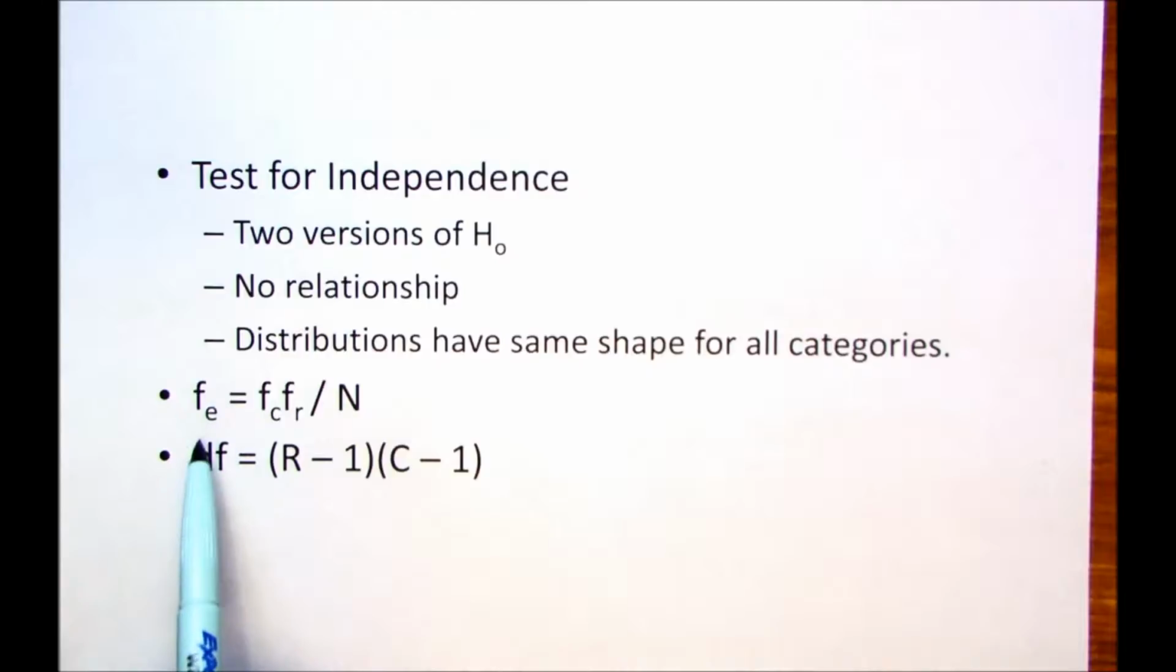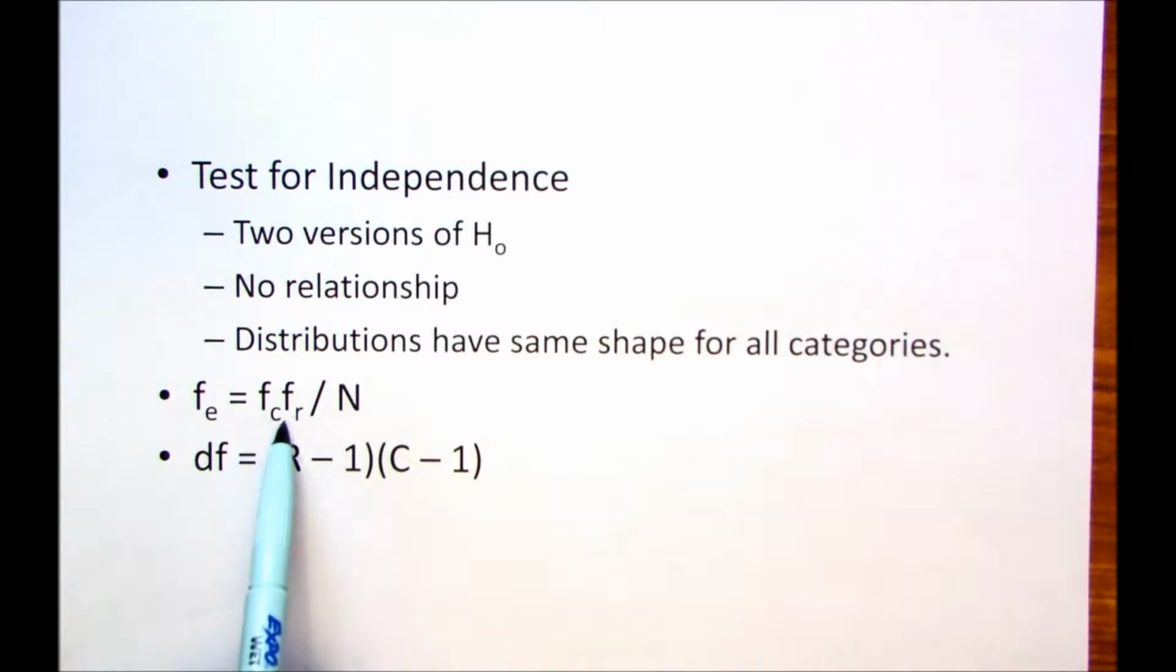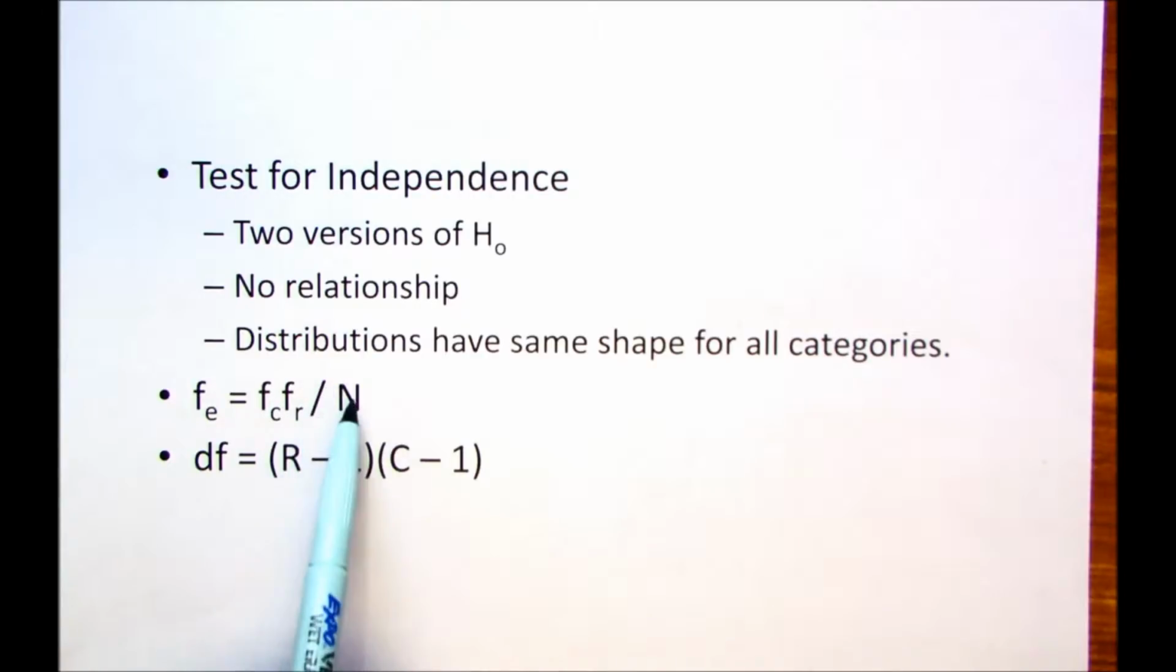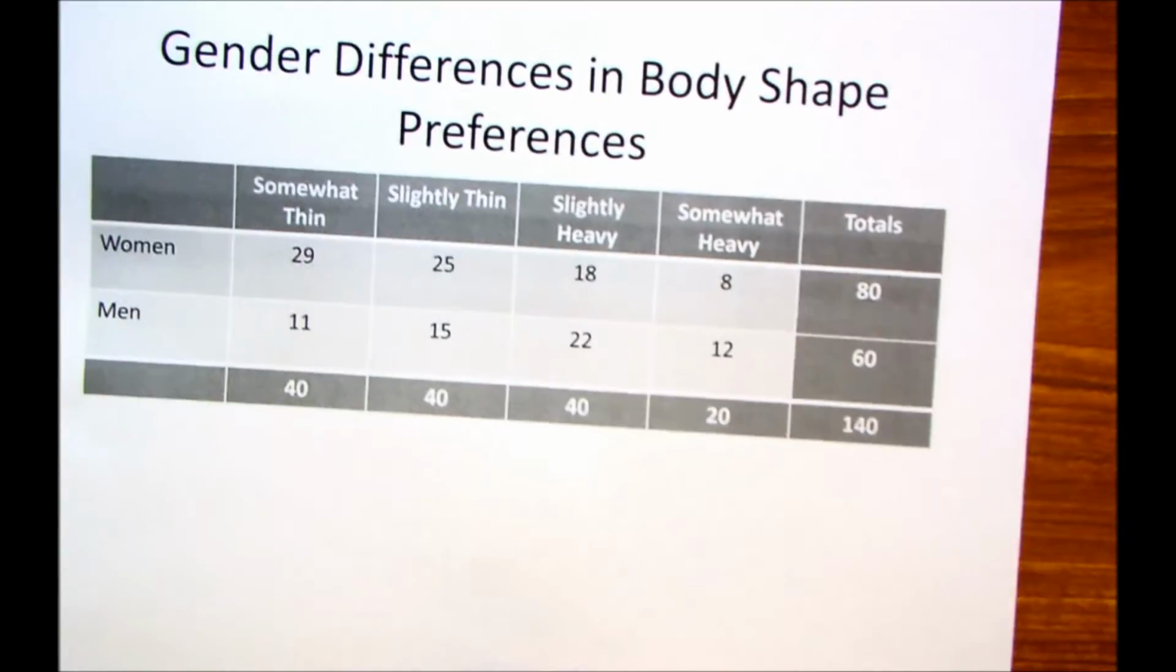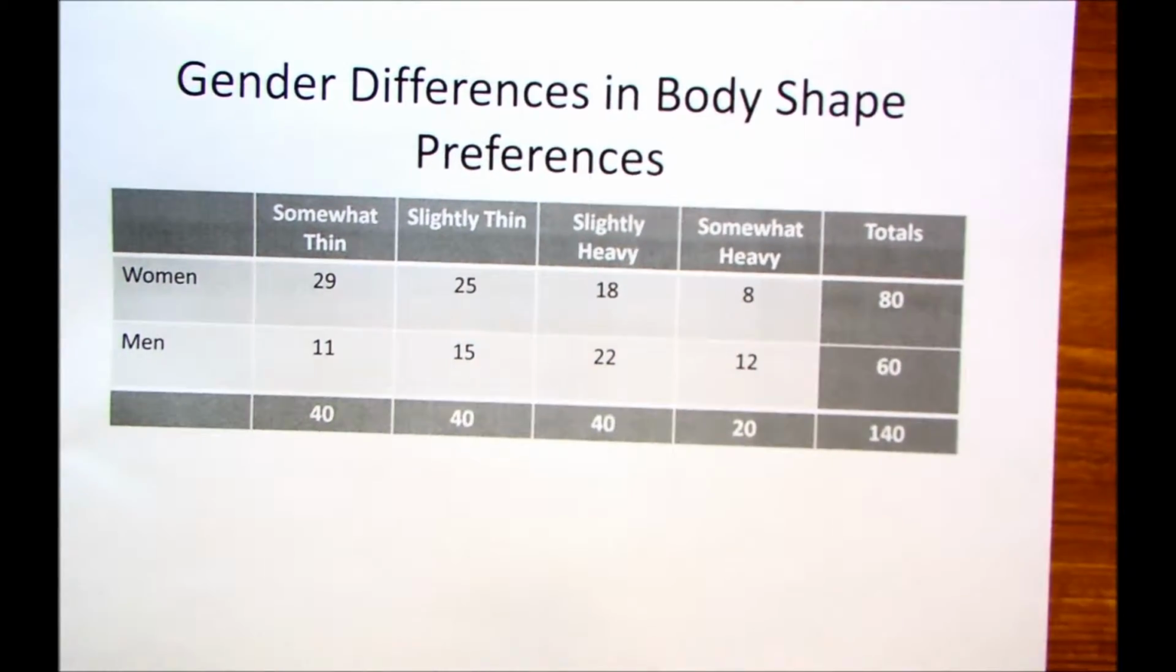One of the things that changes here is how we figure out the expected frequency. We take the column total for a particular cell times the row total for that cell, multiply those two, and then divide by the total sample size. When I show you the example, I think that should be clear. The degrees of freedom also differ: the number of rows minus 1, times the number of columns minus 1. So in this example, we're looking at gender differences in body shape preferences.